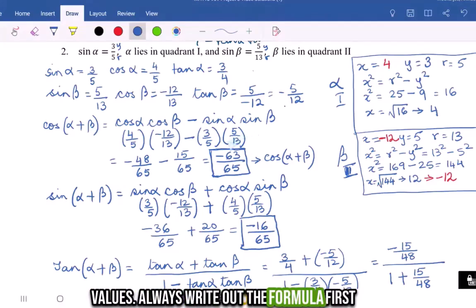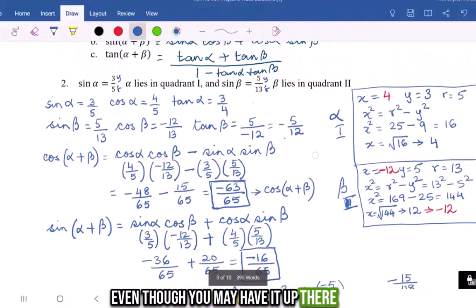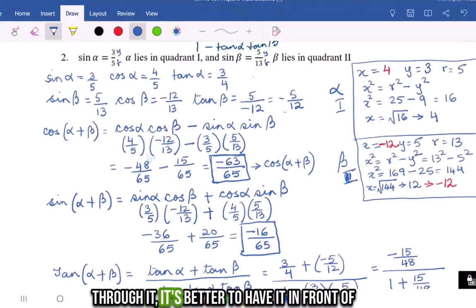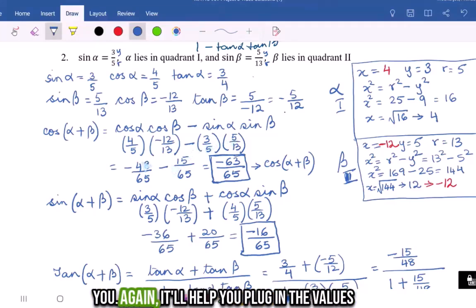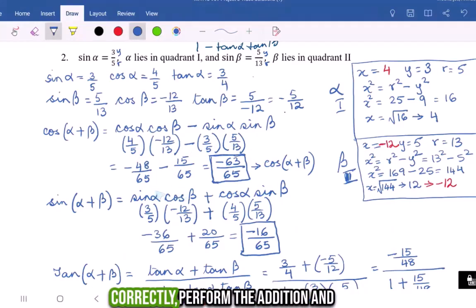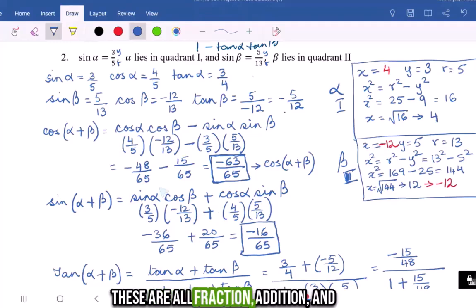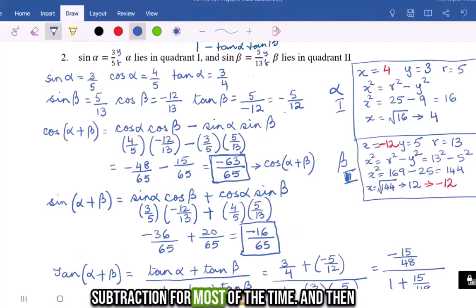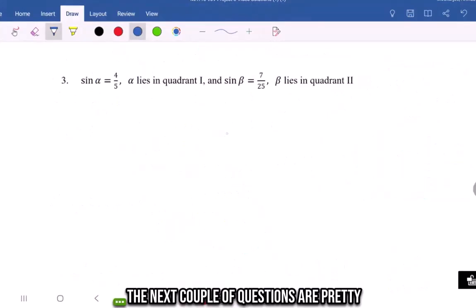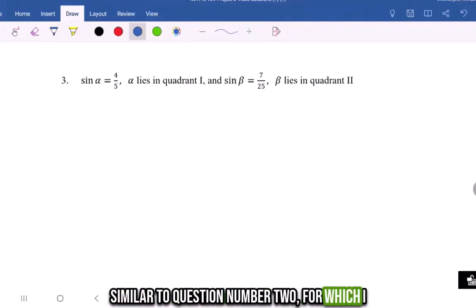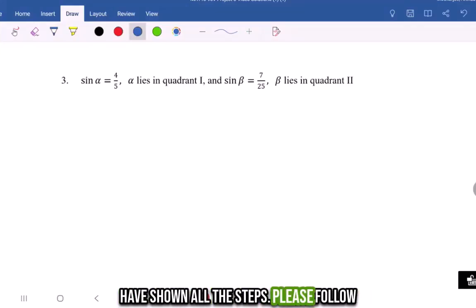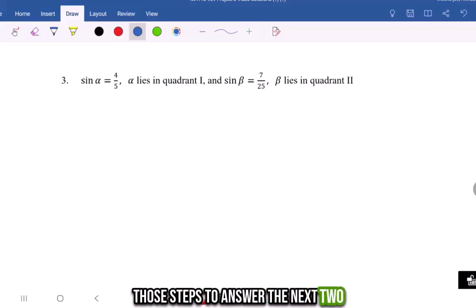Always write out the formula first, even though you may have it up there somewhere. But when you're working through it, it's better to have it in front of you. Again, it'll help you plug in the values correctly, perform the addition and multiplication and subtraction, whatever you need to do correctly, division as well. These are all fraction addition and subtraction for most of the time. And then once you complete that, you will get your answers. All right? The next couple of questions are pretty similar to question number 2, for which I have shown all the steps. Please follow those steps to answer the next 2 questions.